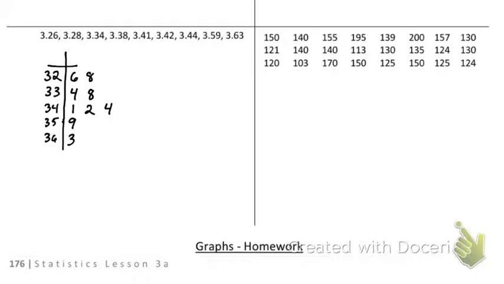I don't have a title put out there, but I need to do a key. My key will now have one of these values. I usually just pick the first one. 32 bar 6 equals 3.26. Your job when you do a stem and leaf plot is to spread out the data enough that you can actually see something happen.